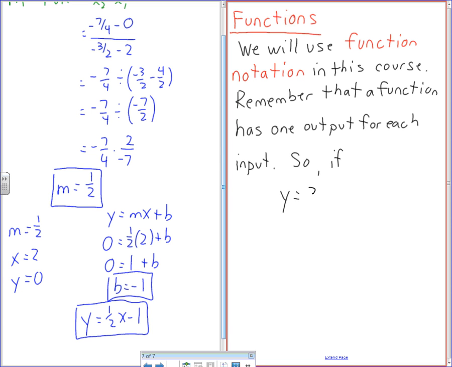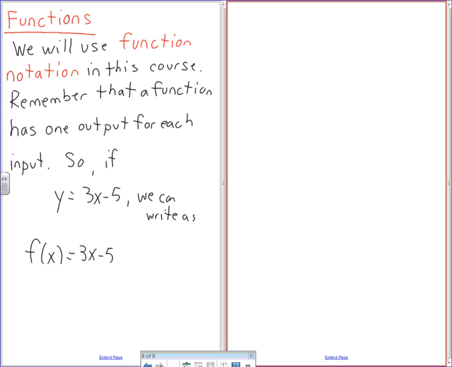y equals 3x minus 5, we can write as f of x equals 3x minus 5. And this is what you saw yesterday on your sheet. So I just copied that sheet from the textbook, right, and that's what they're saying.